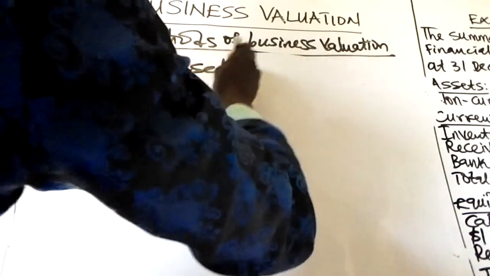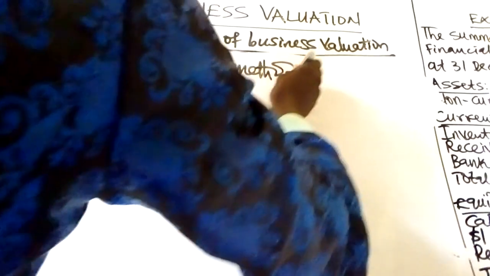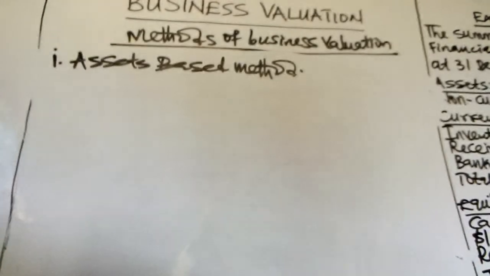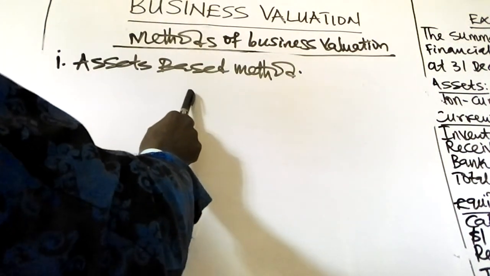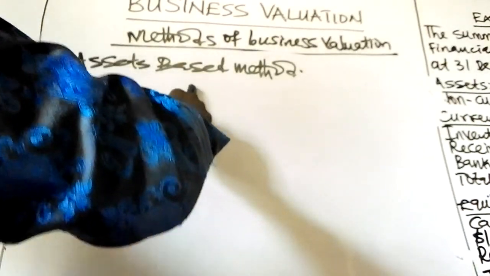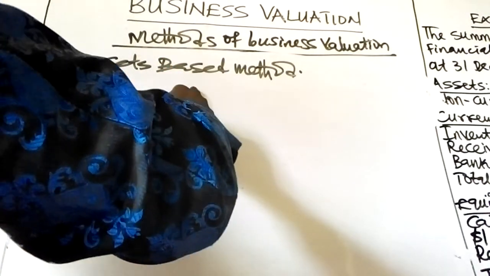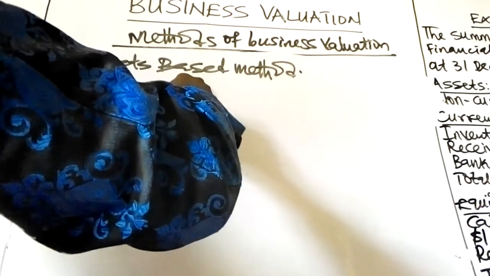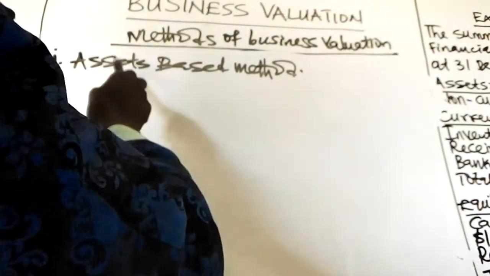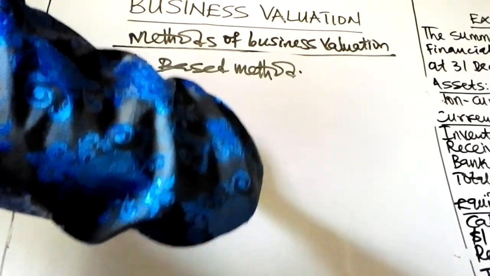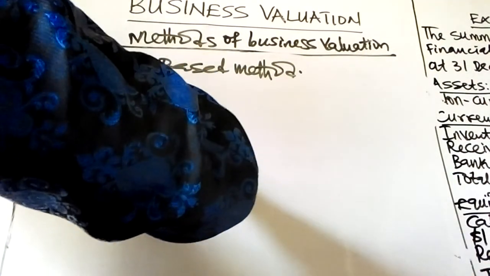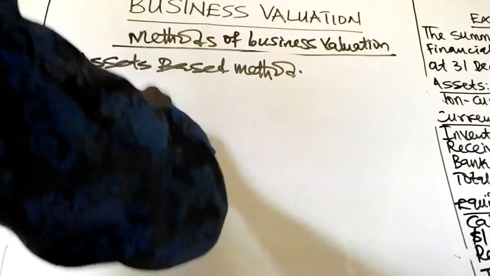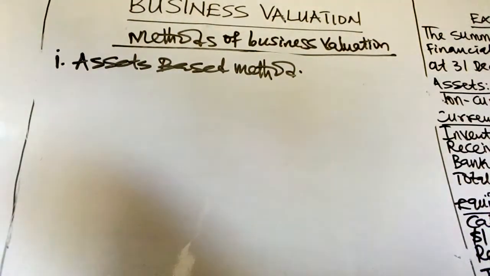Asset-based method. Under this method, the value of the business is total assets, excluding the intangible assets, less total liabilities. The asset-based method considers the total of all the assets, excluding the intangible assets, unless they have a market value, less total liabilities. That is the asset-based method of valuing business.